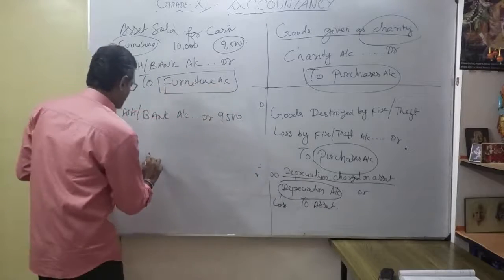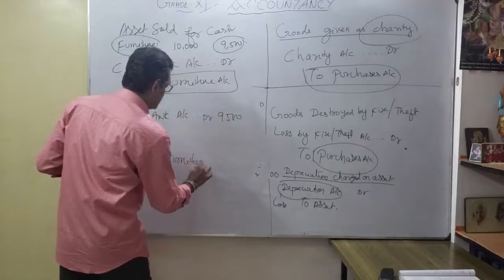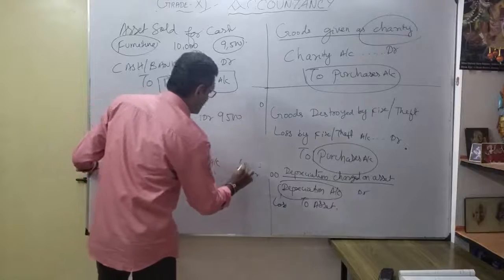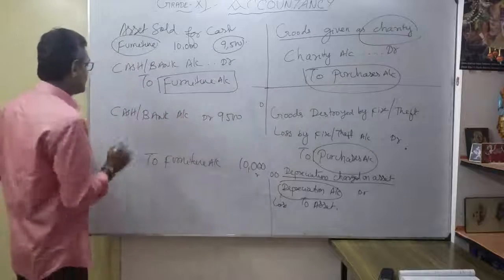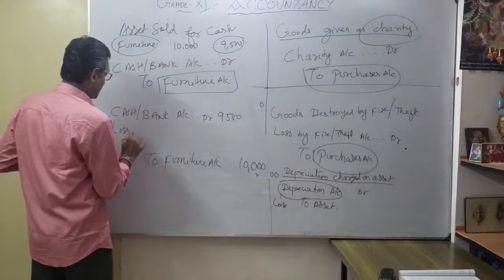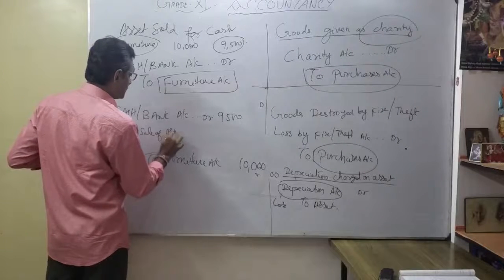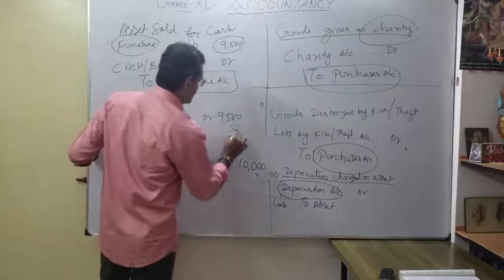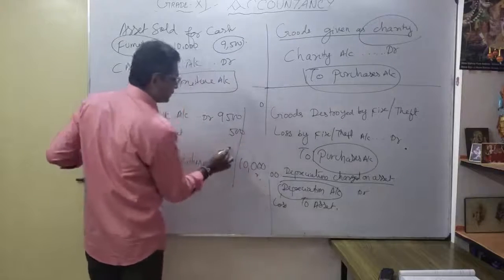Okay, actually what is my asset value? My asset is the furniture account, 10,000 here. So what is the difference? Nothing but loss on sale of asset. How much? It is 500. So now understood, as debit and credit, here 10,000, here 10,000.